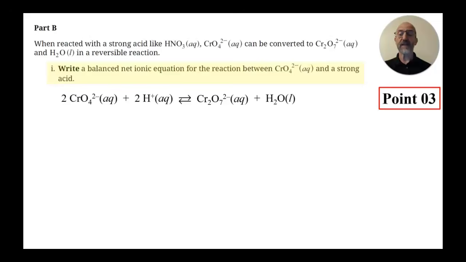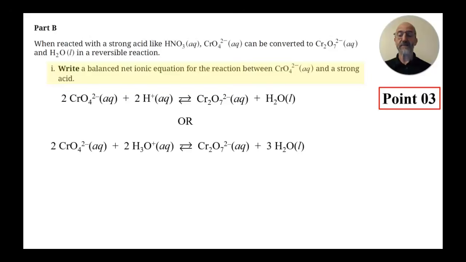Now there is an alternate acceptable answer to this equation. If you write H+ for the strong acid, then this is correct, but some students would prefer to write the hydronium ion to represent a strong acid. So if I show the hydronium ion as H3O+, I would need to add 2 more water molecules on the other side of the equation. So with this alternate acceptable answer, I have 2 H3O+ on the left, and I have 3 H2O on the right. All right, well, that's for point 3. Let's go ahead and move on to point 4.